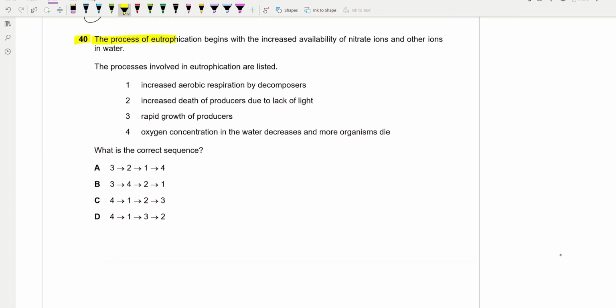Question number 40. The process of eutrophication begins with the increased availability of nitrate ions and other ions in water. The processes involved in eutrophication are listed. Number 1. Increased aerobic respiration by decomposers. Number 2. Increased death of producers due to lack of light. Number 3. Rapid growth of producers. Number 4. Oxygen concentration in water decreases and more organisms die.